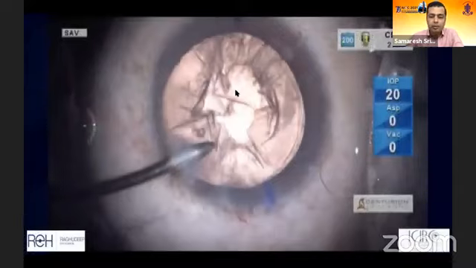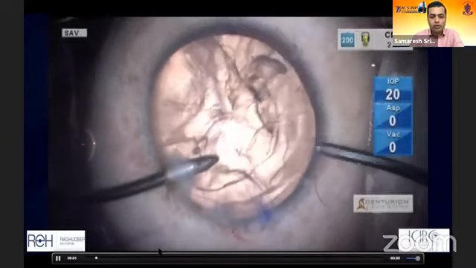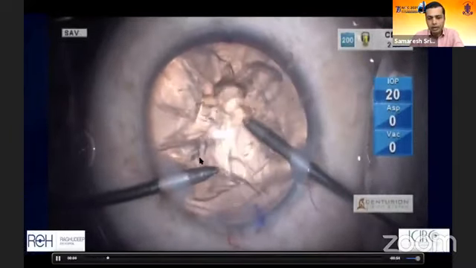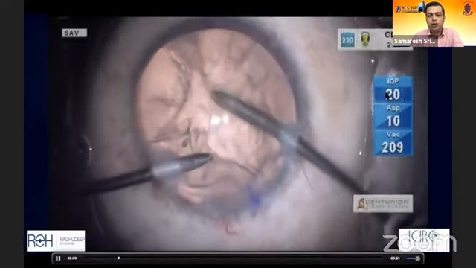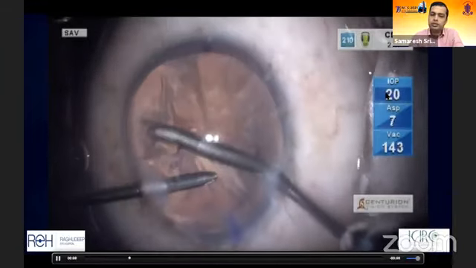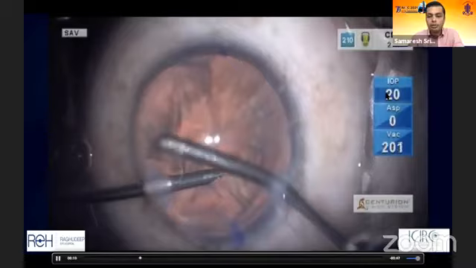I tend to use a bimanual technique for my cortical removal. And again, if you notice in a bimanual, I keep the bottle height low or an IOP low, and we are able to finish off the surgery in an elegant fashion because we were able to control the fluidics.